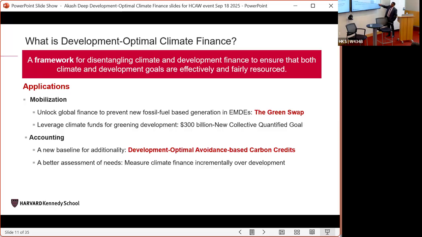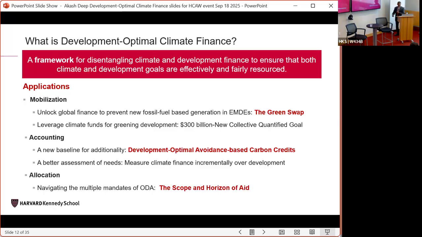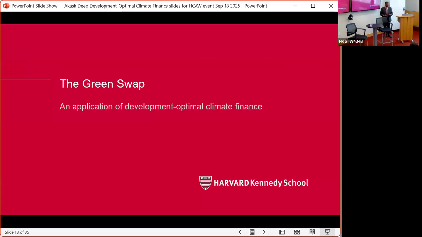We can also apply these ideas. I won't spend a whole lot of time talking about them, but how do we spend the $300 billion new collective quantified goal that was agreed upon at the last COP? Similar ideas can be applied. How do we think about a better assessment of what the climate needs are and development needs are, thinking about them separately? And finally, today I will talk about the scope and horizon of aid, which will lead us into the conversation later on, right? So let's get right into it, and I'm going to spend just a few minutes talking about each of these.